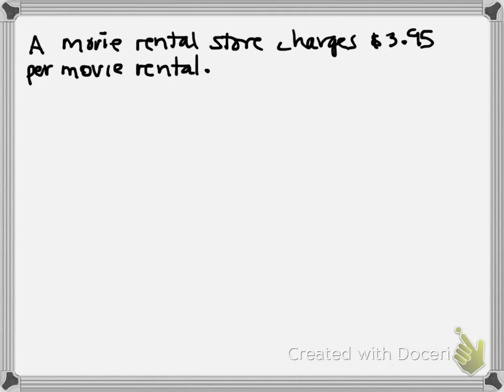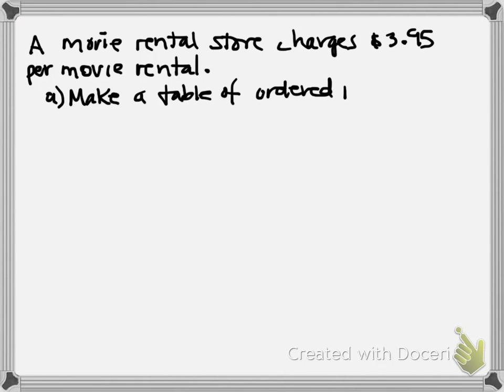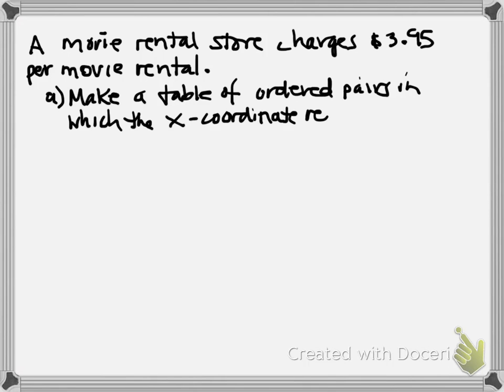Now, I'm going to give you a scenario of what they tell us to do. Okay? So, scenario 1. Make a table of ordered pairs in which the x coordinate represents the number of movies rented.